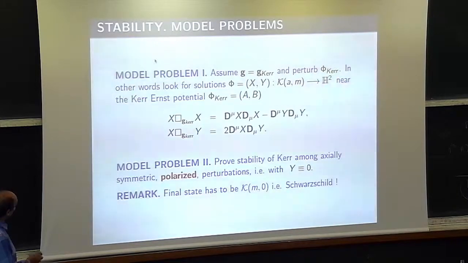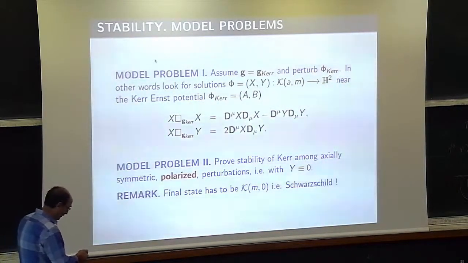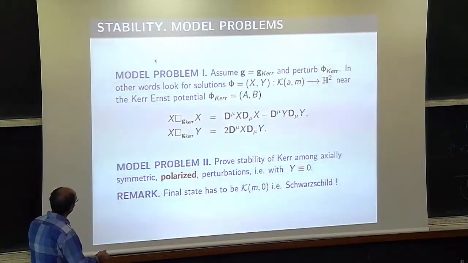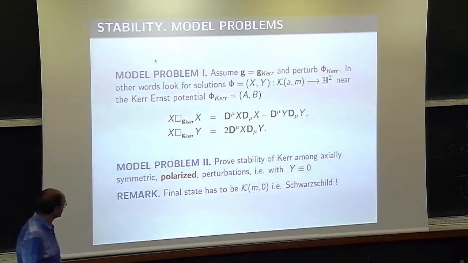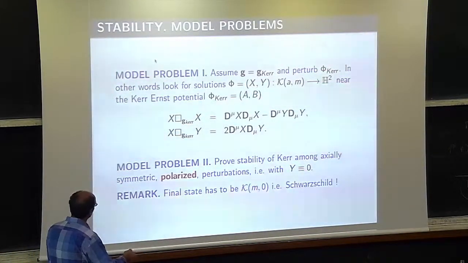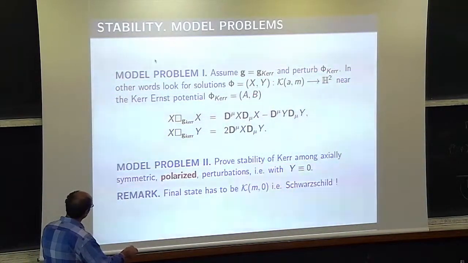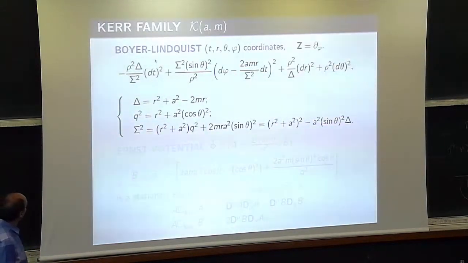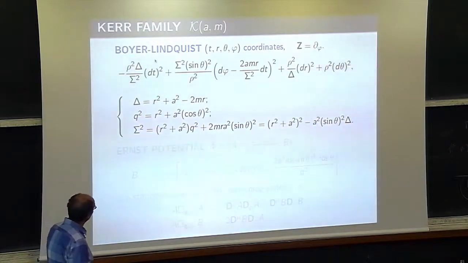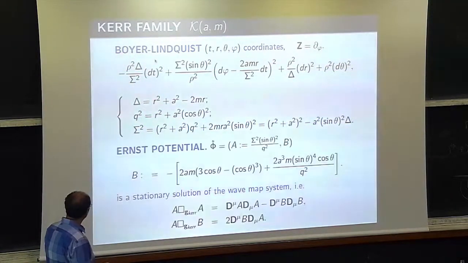Again, as I said, you have a wave map. It will be a wave map now defined from the Kerr spacetime with values in hyperbolic space. You have a special solution of it, which is exactly the Ernst potential of the corresponding metric, which verifies the system, and you want to perturb around it. Let's look a little more detail. Here is Kerr in Boyer-Lindquist coordinates, which you all know and love.